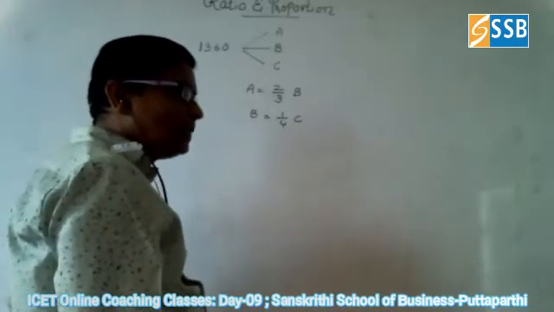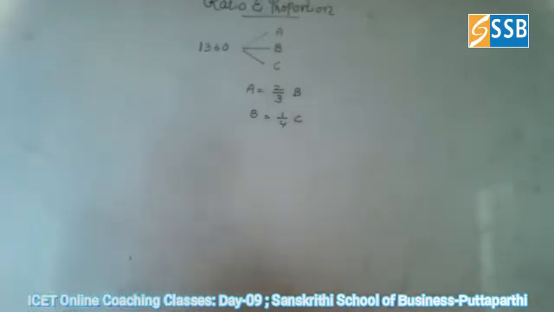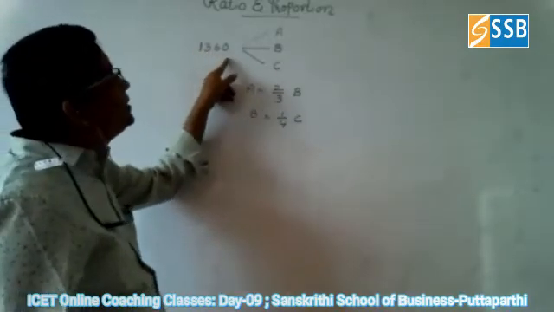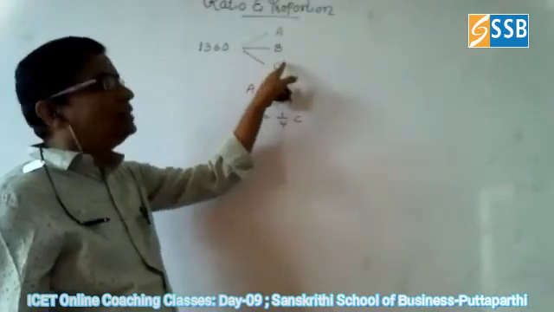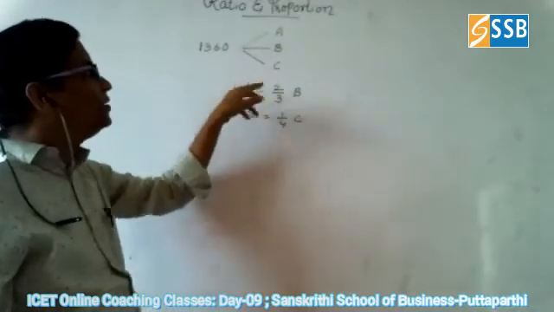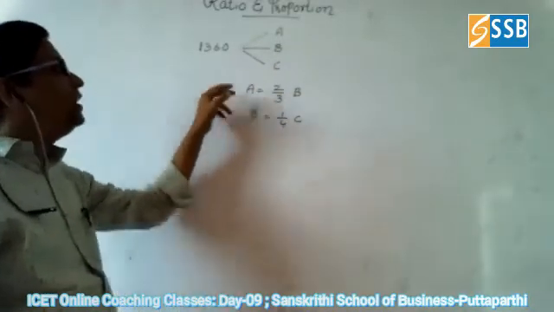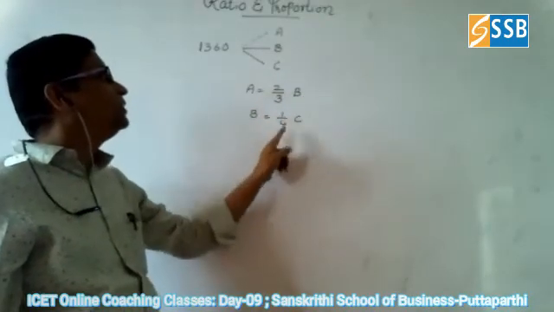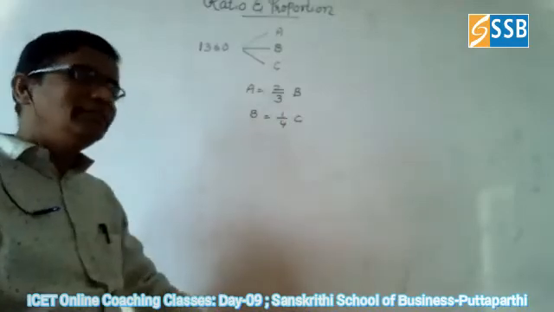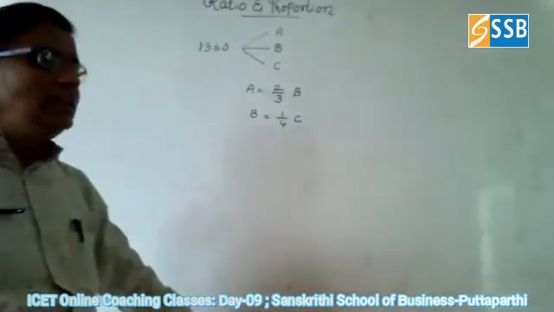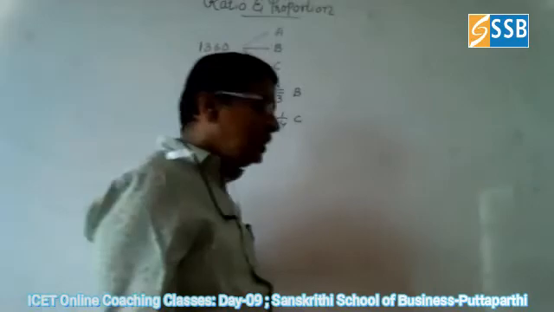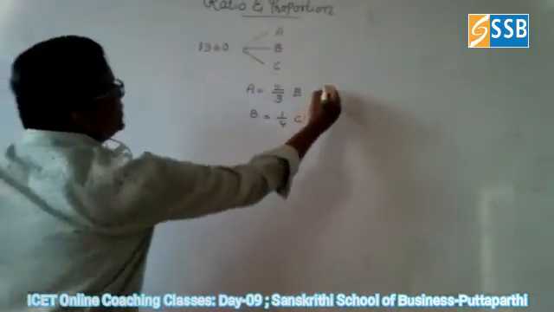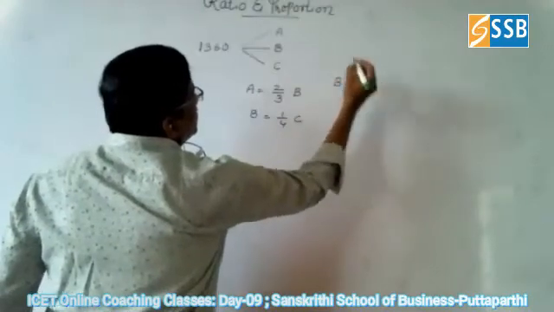Okay, now you see here, 1,360 rupees is divided into three parts, A, B, C. And one more statement is A gets 2/3 part of B, as well as B gets 1/4 part of C. So what is the B's share they ask?